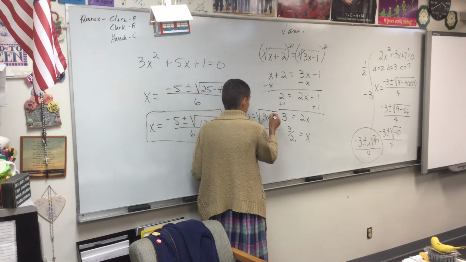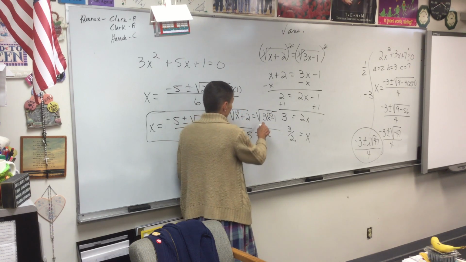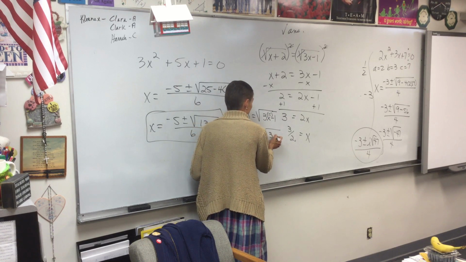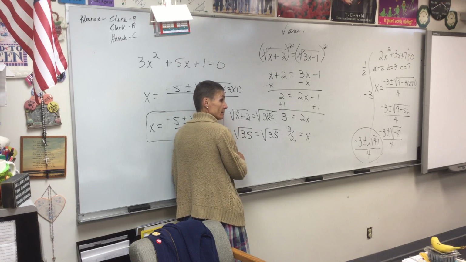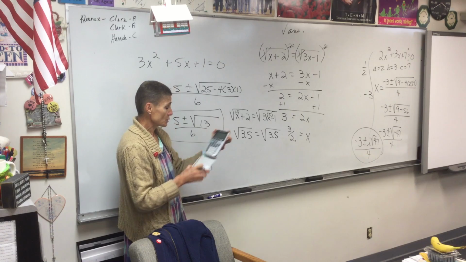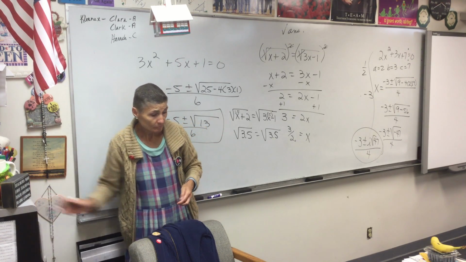When I check my answers, I plug it in for the x's, right? So what's 3 times 1.5 minus 1? 3.5. Does that answer check out okay? Yeah, because both sides match. Now, when we come back from lunch, we'll do some more, and you'll find some answers that don't check.